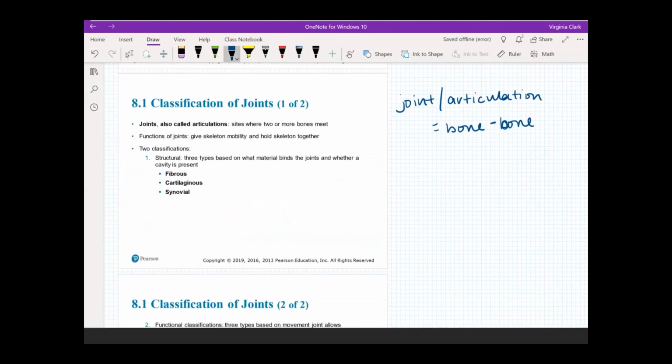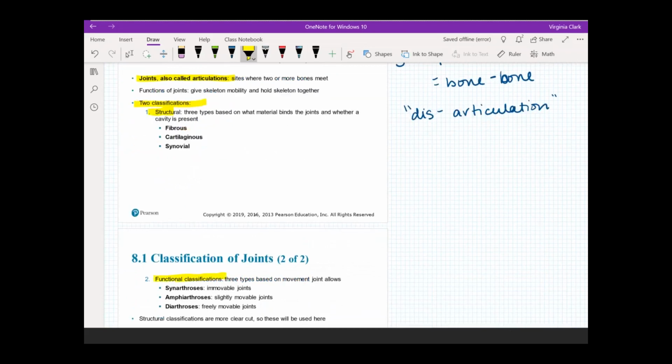If you see the term disarticulated, with dis in front of the word articulation, that means the bone is just outside of the skeleton and you're just looking at the bone itself. So joints are also called an articulation, and that's where two bones meet. As we go through, we're going to classify our joints a couple of different ways. There are two classifications. The first is structural, and the second is functional. We'll go more in depth with these and talk through the specifics.